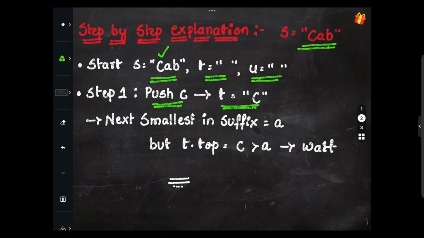Next smallest in suffix is nothing but a. We have already considered c. Now T dot top equals c, which is quite obviously greater than a, right? So according to the ASCII order, we have to find the lexicographically smallest possible string. Stack T dot top is equal to c, which is greater than a. So in this case we will wait, right?